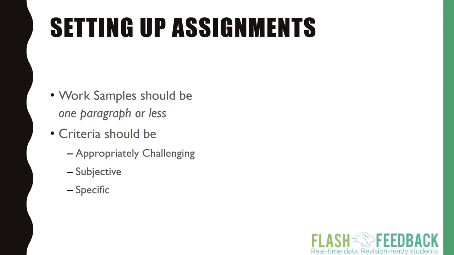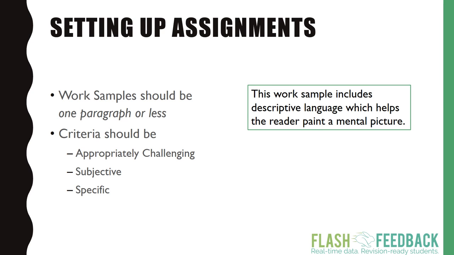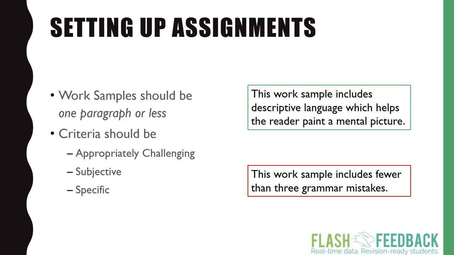When you decide on the review criteria for your assignment, you want to make sure it's specific and appropriately challenging. We recommend writing a subjective criteria rather than a criteria that asks students to find and count errors. For example, this work sample includes descriptive language which helps the reader paint a mental picture, rather than this work sample includes fewer than 3 grammar mistakes.